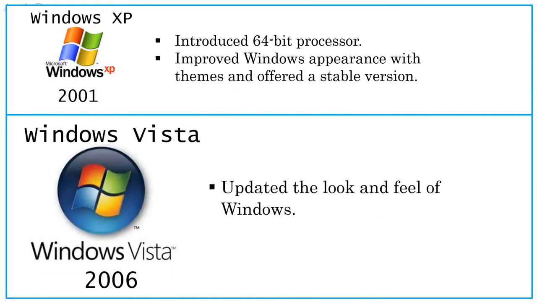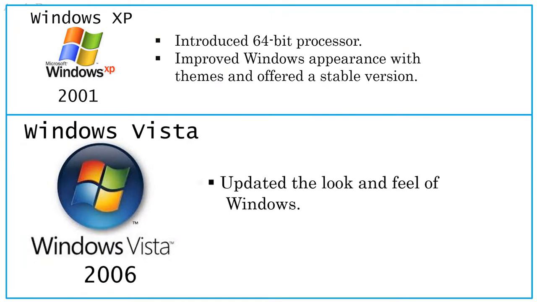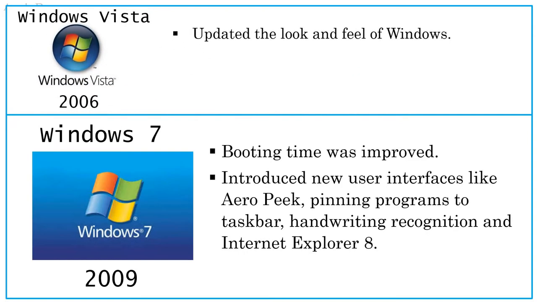Windows Vista 2006 updated the look and feel of Windows. Windows 7 in 2009. Booting time was improved, introduced new user interfaces like Arrow Peak, pinning programs to taskbar, handwriting recognition, and Internet Explorer 8.